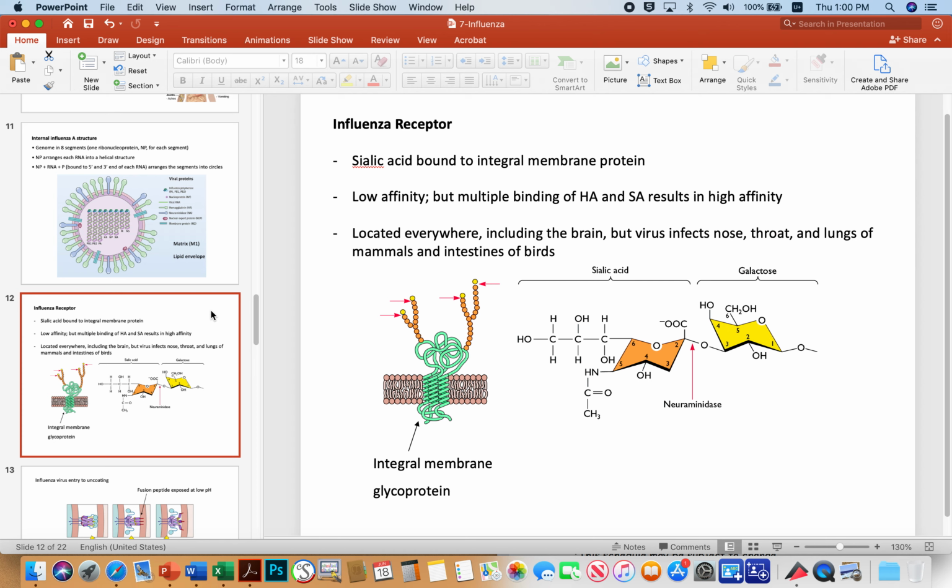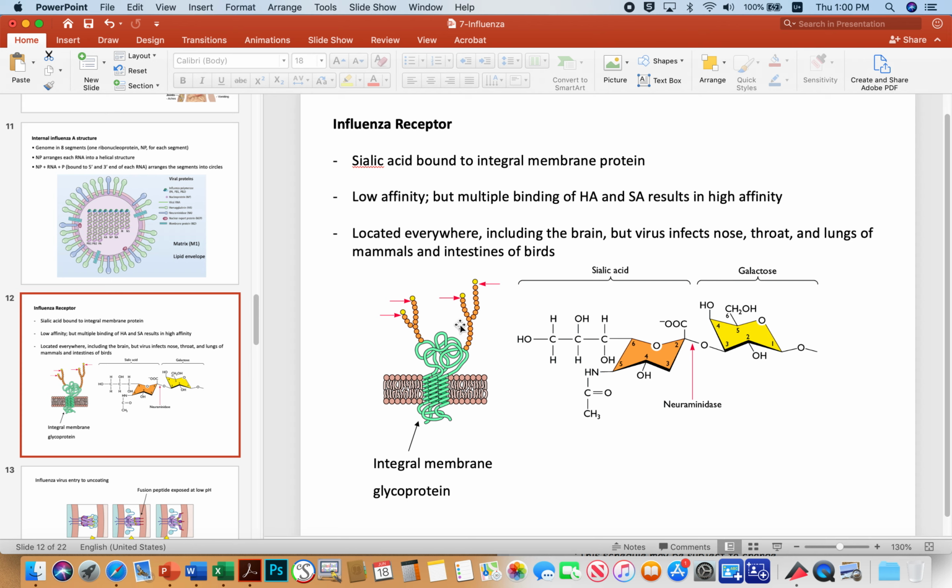The influenza receptor that the virus looks for is sialic acid that's bound to an integral membrane protein, and that's pictured here. So here's our integral membrane protein. These guys are found in high abundance in your lungs and respiratory tract, not surprising. This part right here is the sialic acid that's sticking off of these cells in your lungs and upper respiratory tract. And then this little yellow dot here is galactose. So this is what the virus is looking for, this particular receptor here.